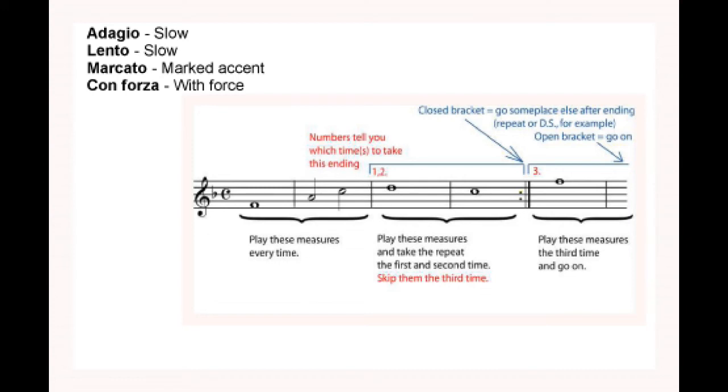Each week, I'll give a few musical terms for you to memorize. This is the list for this week. Adagio means slow. Lento is slow. Marcato is a marked accent. Con forza means with force.